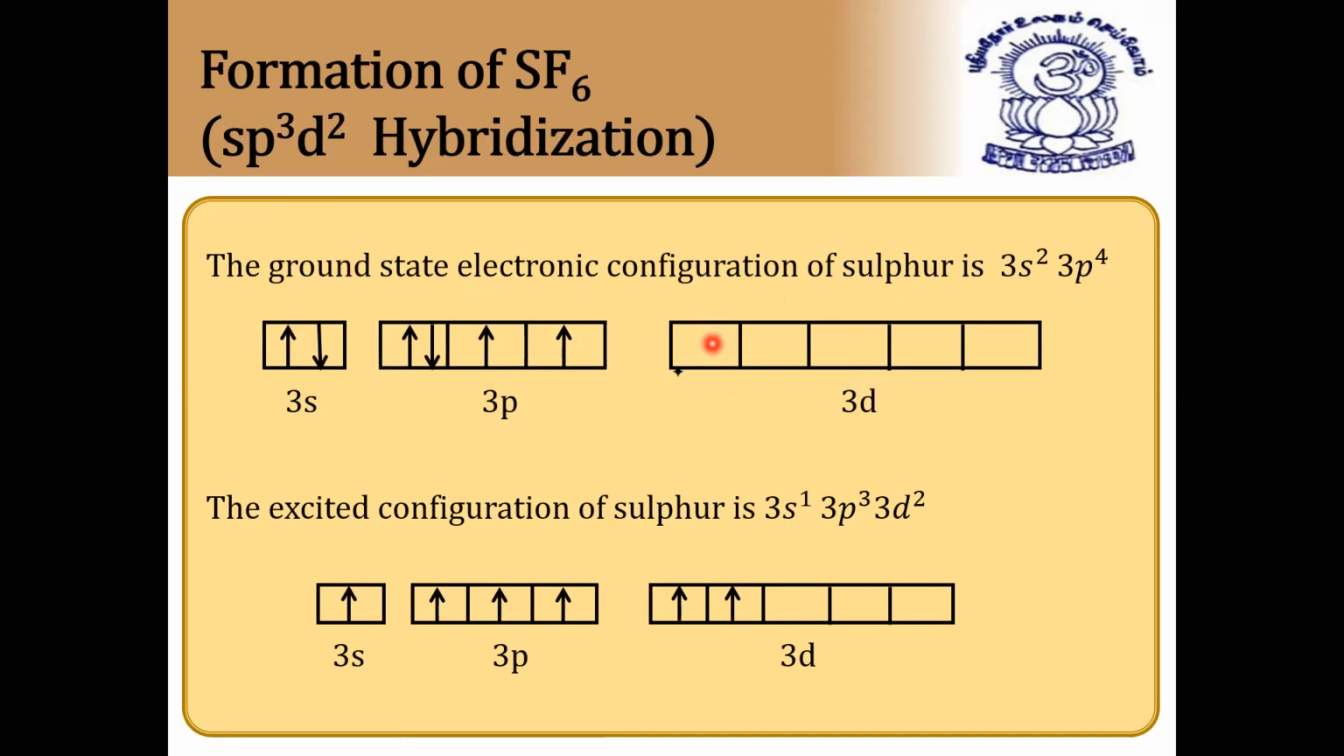One s electron goes to the 3d orbital, which results in the formation of 1s, 3p, and 2d. Total it is equal to how much? They are forming six new equivalent orbitals, six new hybrid orbitals. So these six hybrid orbitals combine with six fluorines. One s orbital mixes with 3p and 2d orbitals to form six new hybrid orbitals, and they form sp3d2 hybrid orbitals. I hope it is clear.